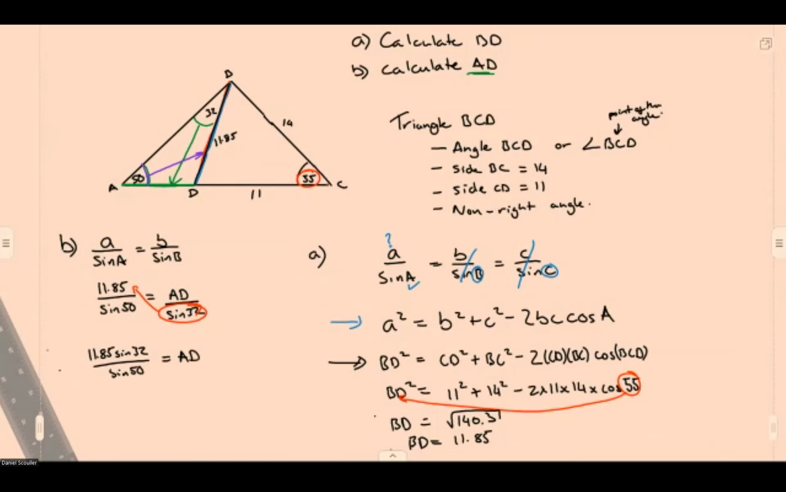And that goes on your calculator. That says it's 11.85 over sine 50. So it's the side and then the sine of the angle that's opposite that side, and then the side and the sine of the angle opposite that side.